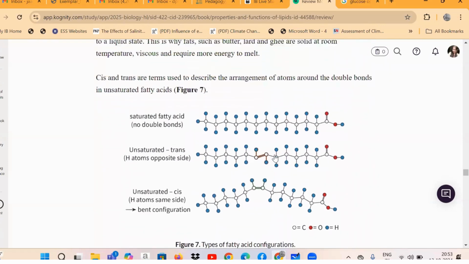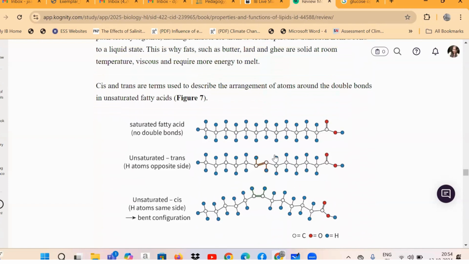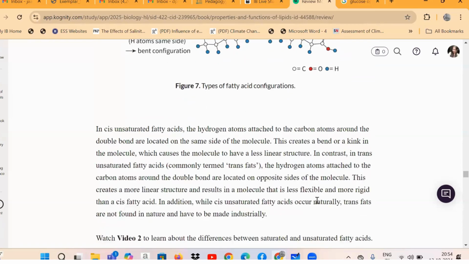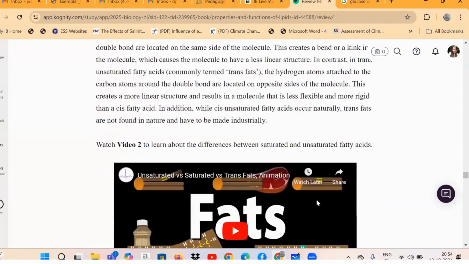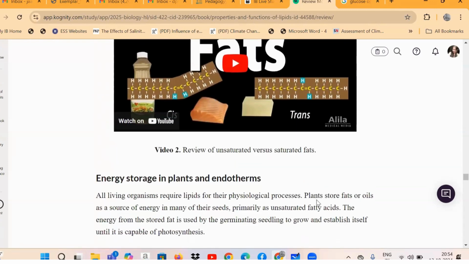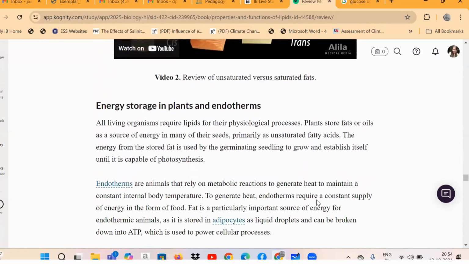So here also you have cis and trans isomers, and you should be able to identify them. When the hydrogen atoms are towards opposite sides, you call it trans. When they are on the same side, you call it cis. This identification is also very important. So: saturated, unsaturated, mono, poly, cis, and trans.